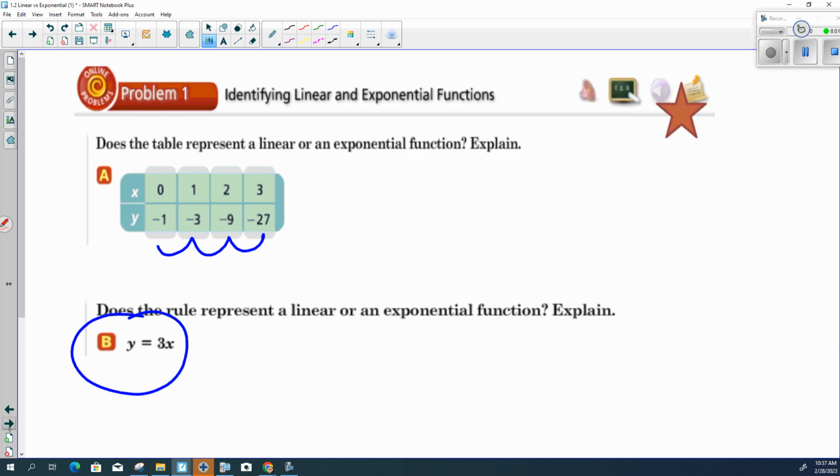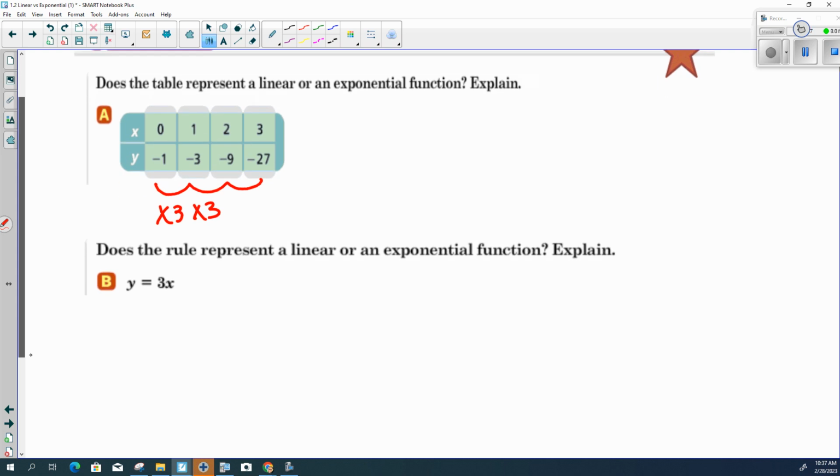Okay, here's a couple examples that we did. Does this table represent a linear or an exponential function? Explain. So we did this in class, which I forgot to record. So fun. So I get to do this by myself. And students noticed that it was either -2 or ×3. The -2 pattern does not hold. This was exponential because we had a multiplying pattern.